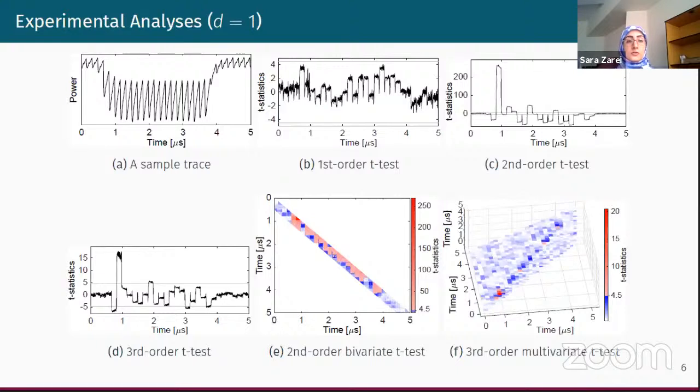We have also performed some experimental analysis, including a fixed versus random t-test using 100 million traces. I have put the results of the first order test here, and the results for the second and the third order tests can also be found in our paper.